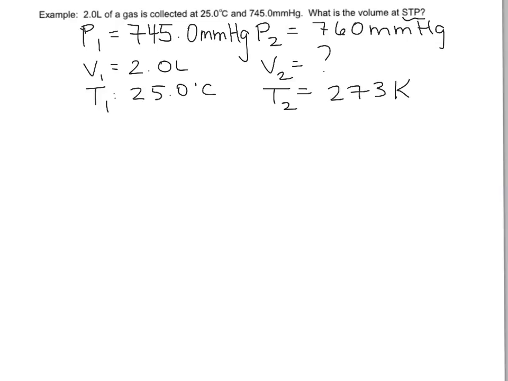Looking at my variables, my pressures are good. Both of them have millimeters of mercury. My volume, I start with liters, I'm going to end with liters, that's good. My temperature though is still posing an issue because I start off here in degrees Celsius. So remember to convert from degrees Celsius to degrees Kelvin, I'm just adding 273. So this one here would be 298 Kelvin. Okay, now I have all my given information. I'm going to plug and play into my equation and solve for the unknown variable, in this case V2.